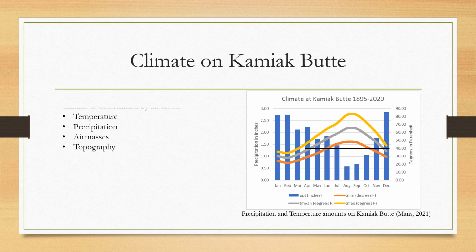Climate is the long-term weather of a given area. Climate is determined by temperature, precipitation, air masses, and topography. This graph shows average temperature and precipitation on Kamiak Butte dating back to the late 1800s. The average yearly low is 47 degrees Fahrenheit, while the high is 81 degrees Fahrenheit. The average temperature in the summer goes up while precipitation drops. Temperatures drop in the winter months, but precipitation rises as it snows.